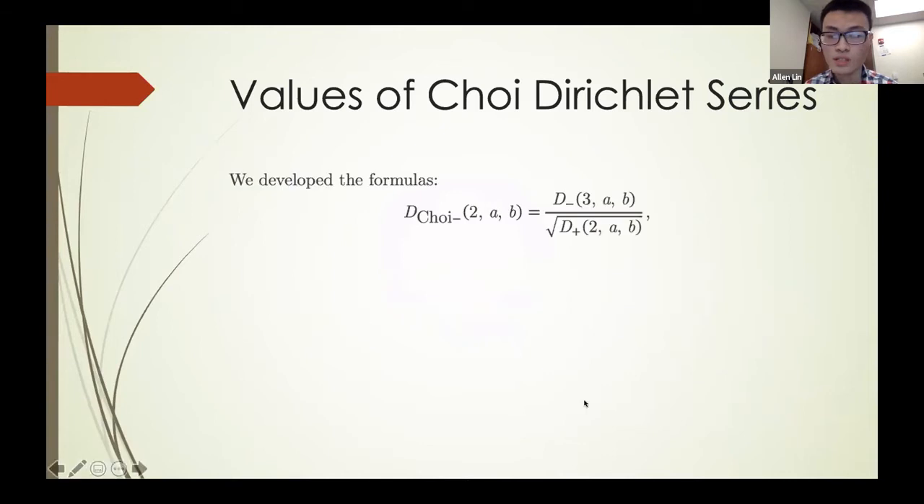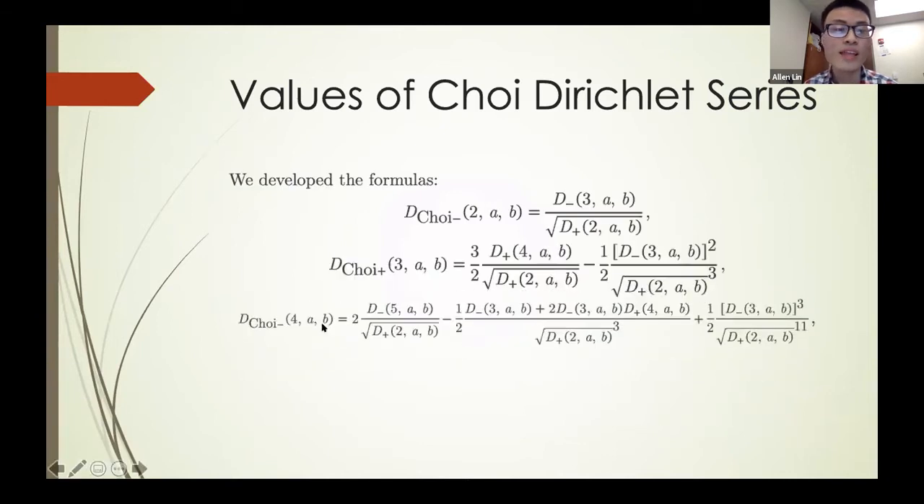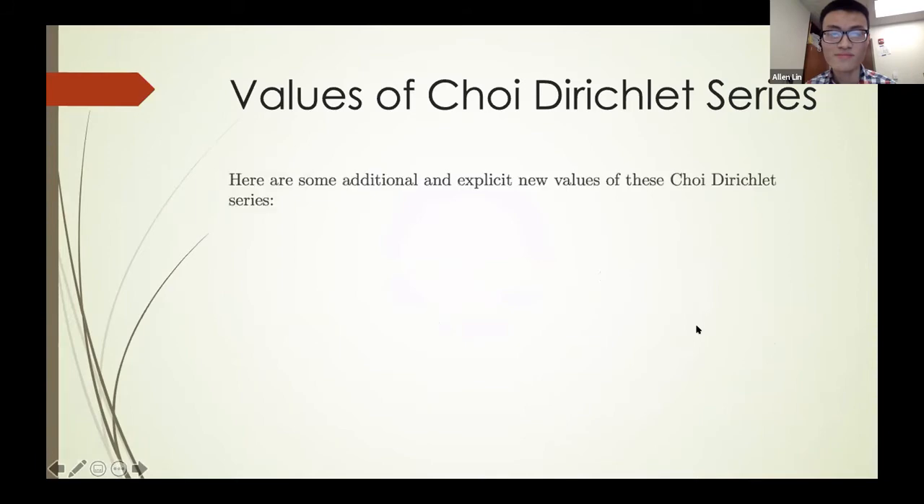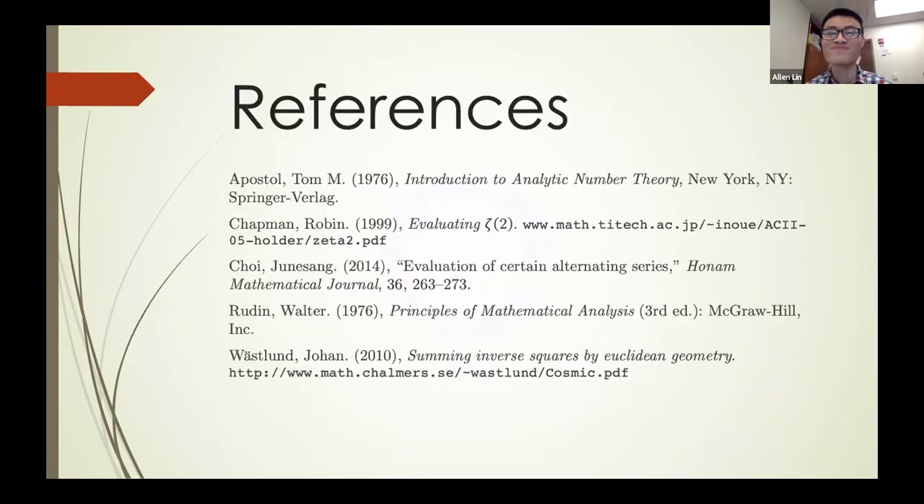Again, using these formulas, you can substitute any a and b in. They have to be natural numbers, but you can substitute any a and b, plug it in here, and get an exact value for that function. And that's it.